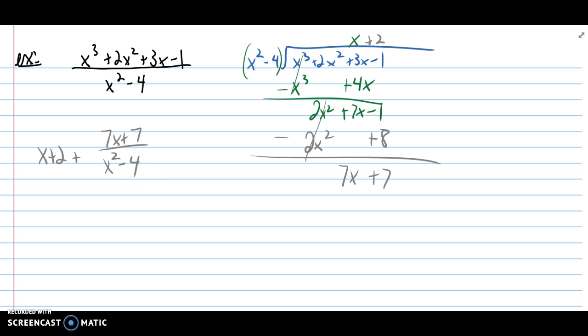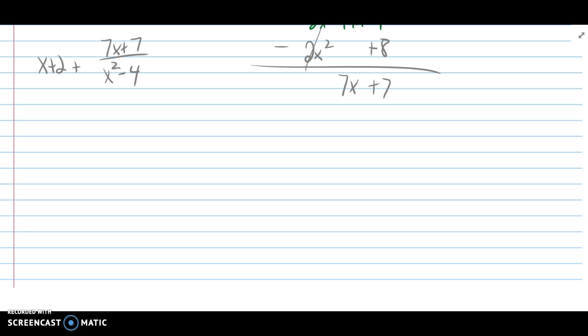And this is partial fraction decomposition. We couldn't have done it from the beginning. It wouldn't have worked. But now from here, we can decompose this. We're going to say 7x plus 7 over x squared minus 4, which factors as x minus 2 times x plus 2. That's equal to a over x minus 2 plus b over x plus 2. We're decomposing this part.